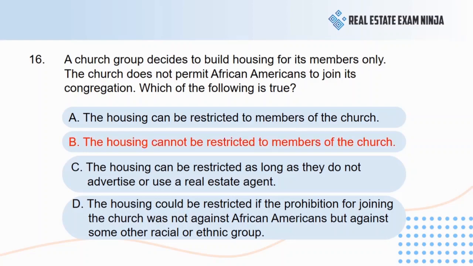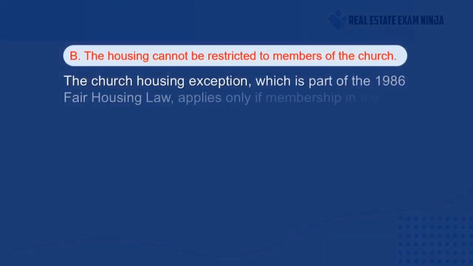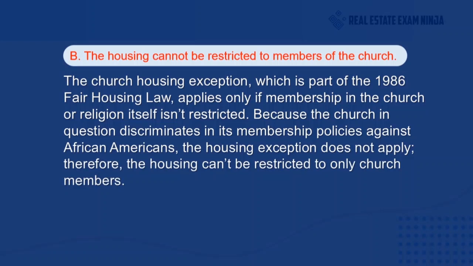The correct answer is B. The church housing exception, which is part of the 1968 Fair Housing Law, applies only if membership in the church or religion itself isn't restricted. Because the church in question discriminates in its membership policies against African Americans, the housing exception does not apply, therefore the housing can't be restricted to only church members.